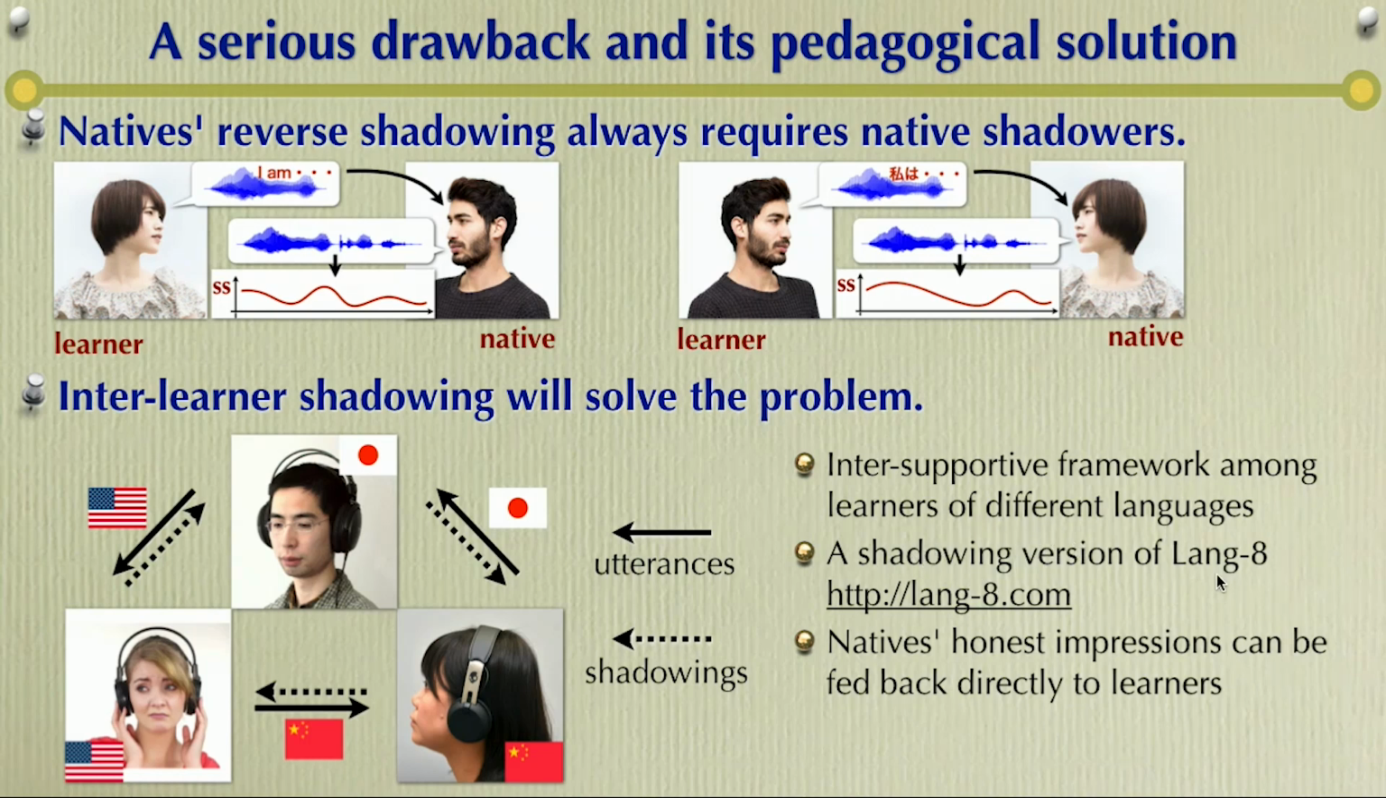So Lang-8, some of you may know Lang-8. Lang-8 is a sentence-composition-based inter-supportive framework. So if I type in English, an American will correct me. Okay? So if Americans type in Japanese, I have to correct them. It is an inter-supportive correction framework for language. So this is a kind of shadowing version of language.